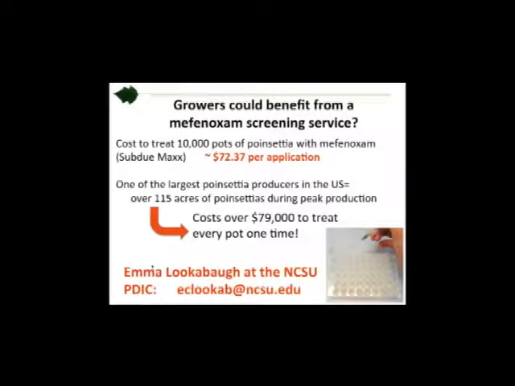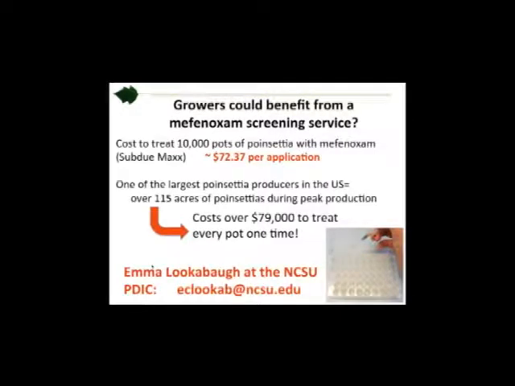So that's pretty cost effective if you think about it. When you think about it on a larger scale, however, some of the larger producers in the United States produce hundreds of acres of poinsettias. And that could equal $70,000 to $80,000 to treat every pot at least one time. So if you do have mefenoxam resistance, you have to realize that the cost of this application might be more costly than what you might think because of the lack in efficacy.